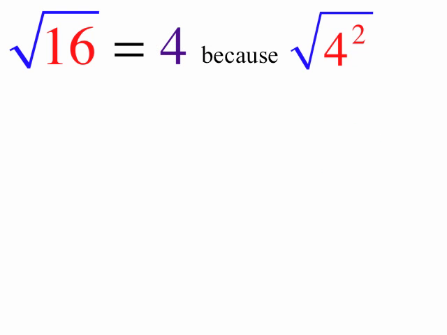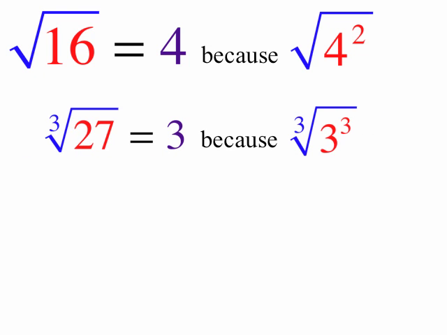So if you want to figure out what is the cubed root of a number, you've got to think to yourself, what times itself 3 times makes 27? And in this case, it's 3. 3 to the third is 27, so the cubed root of 27 is 3.